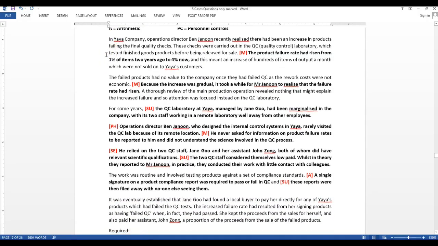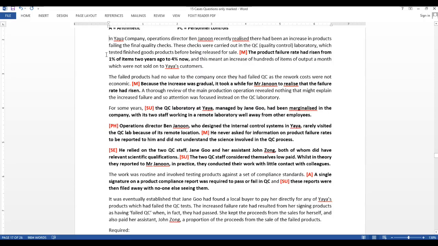Here we will start from what the company is about, and then we will discuss the deficiencies in the company. In Yaya company, operations director Ben Janoon recently realized that there has been an increase in product failures in the final checks. These checks were carried out in the QC laboratory, which tested finished goods before being released for sale. The product failure rate had risen from 1% two years ago to 4% now, and this meant an increase of hundreds of items of output a month which were not sold to Yaya's customers.